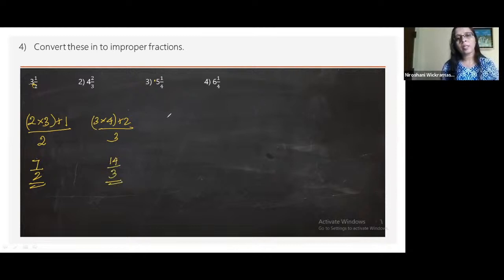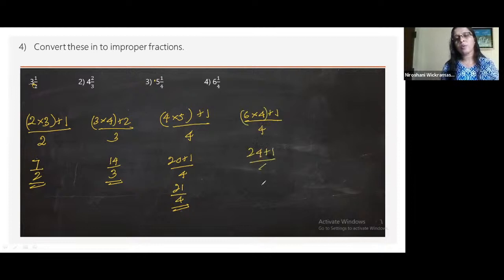Then we can write here 4 times 5 plus 1. 20 plus 1, 21/4. 6 times 4 plus 1. 6 times 4, 24 plus 1, 25/4.